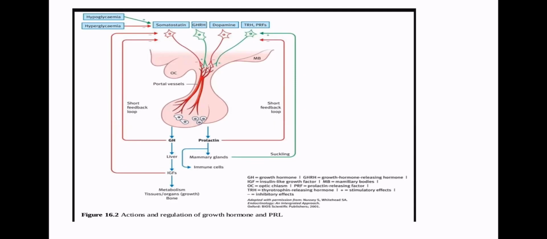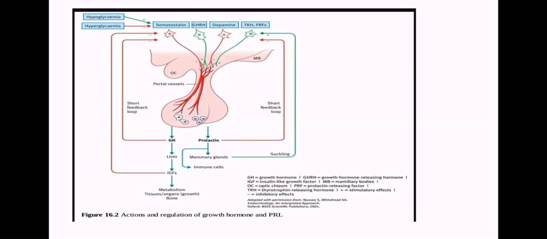Here we can see growth hormone. Growth hormone is released and goes to the liver, where there are IGFs, and affects metabolism and the tissues, growth, and bone. Somatostatin is an inhibitory hormone. It inhibits the secretion of growth hormone-releasing hormone, so growth hormone will be inhibited.